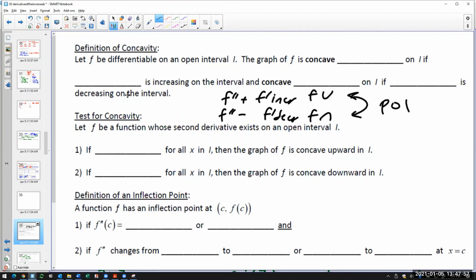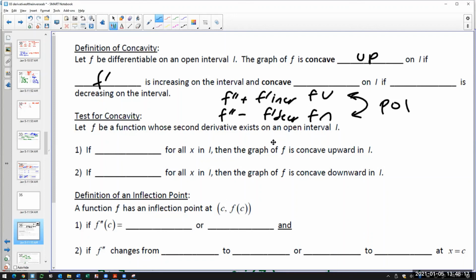All right, let's answer these questions now. Let f be differentiable. The graph of f is concave. What if something is increasing? Okay, so what has to be increasing if f is concave up? If f prime is increasing. So f prime is increasing if f is concave up.